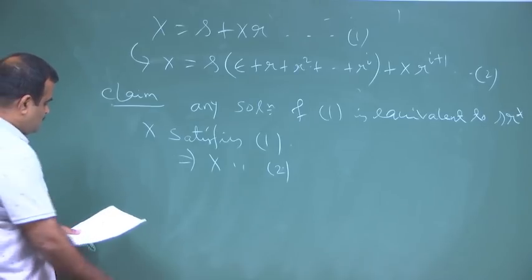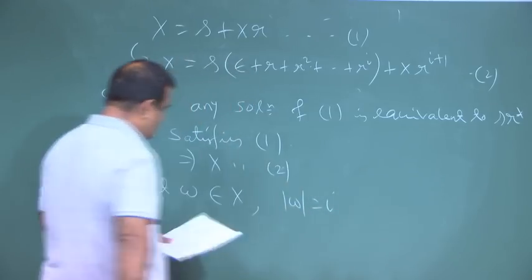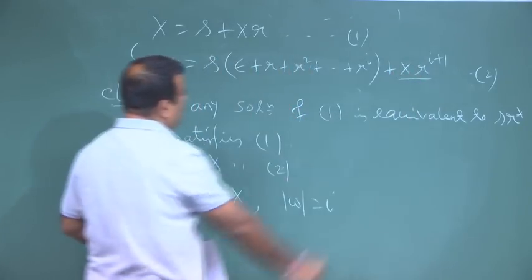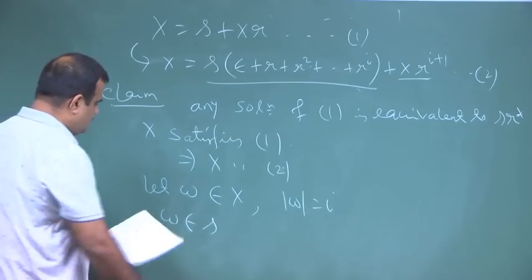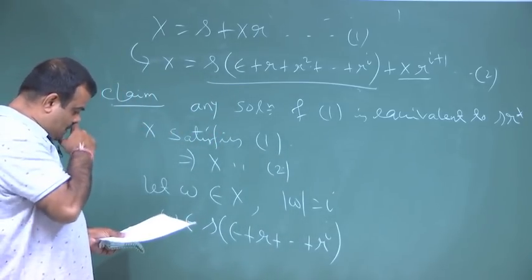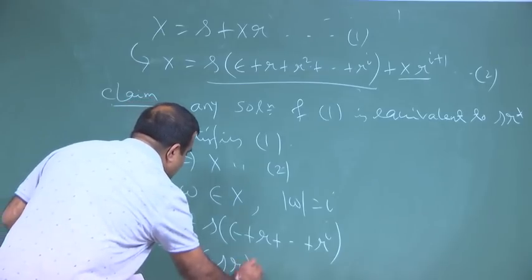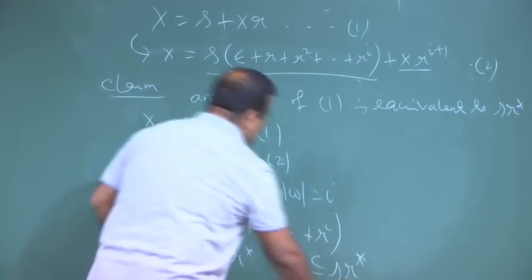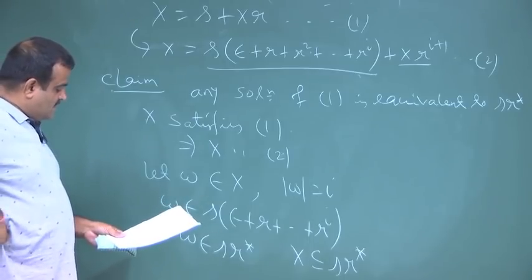So, x satisfies 2, that means we take a w from x with the length of w is I. Then, since R does not contain epsilon, w will not be in the last term. So, w must come from here. So, w must belong to the language of the regular expression S times epsilon plus R up to R to the power I. That means w belongs to S R star. So, that means x is a subset of S R star. Now, the other way around, we have to prove S R star is a subset of x. That also we can prove in a similar way.